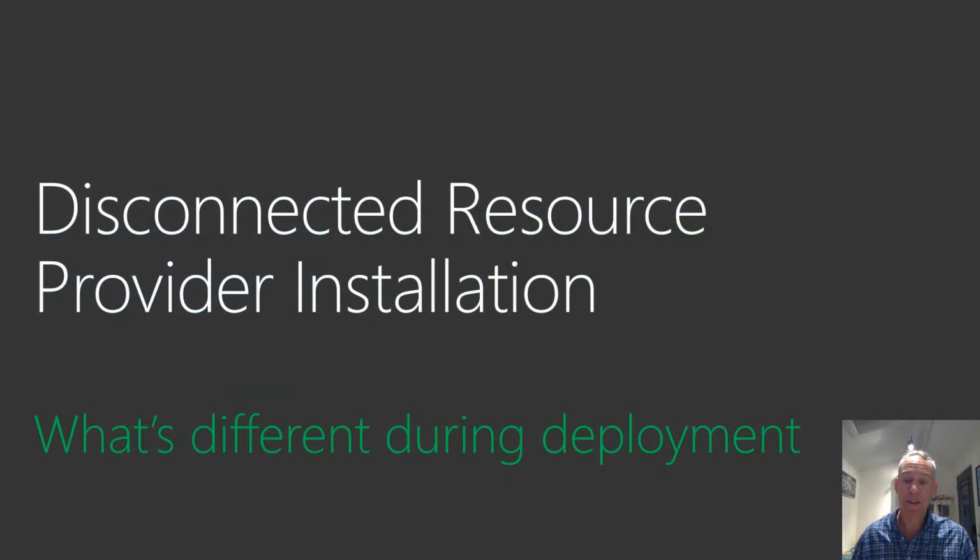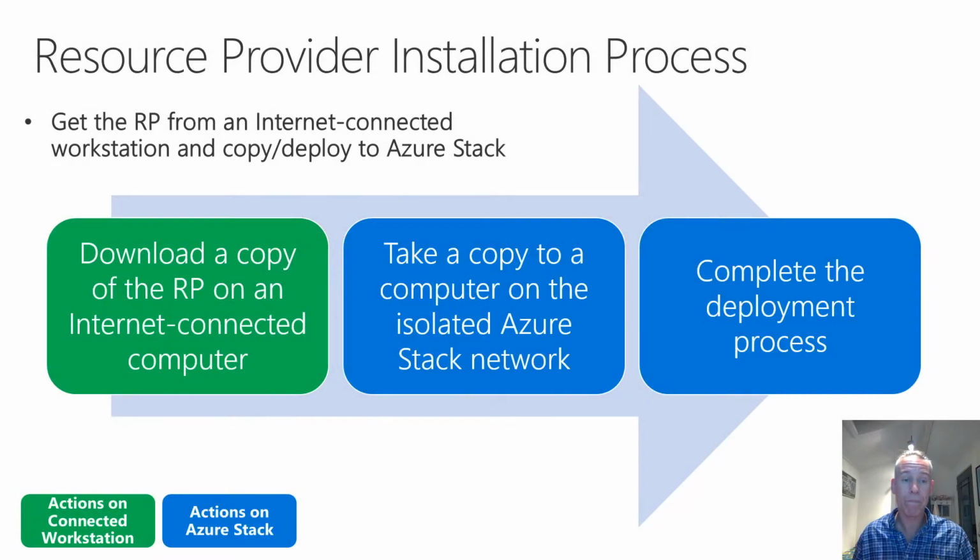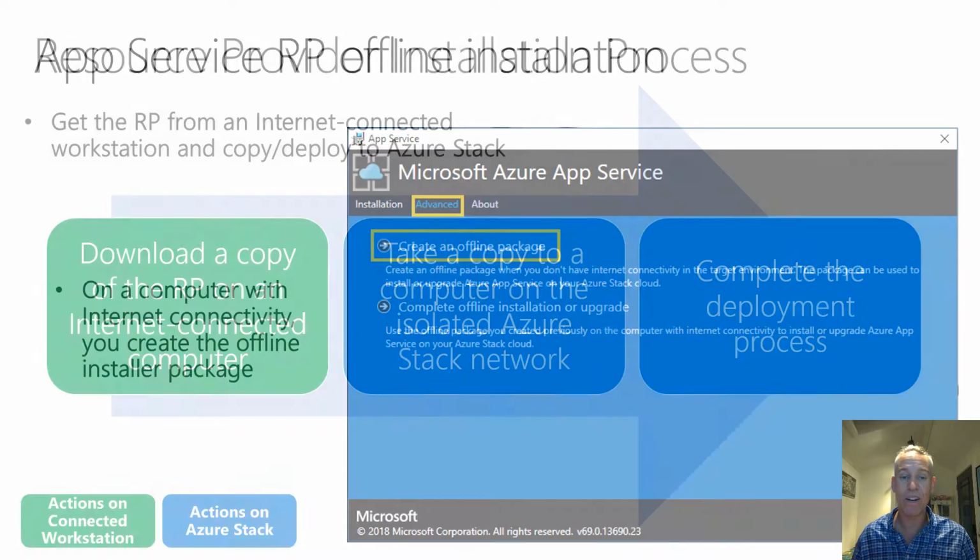Resource providers. You'll know that when you get Azure Stack out of the box, it does not have the App Service or the SQL and MySQL resource providers installed, and you normally just pull those down from the internet and install them locally on the Azure Stack. Again, the process is a little bit different here. So you would download a copy of the resource provider onto an internet connected computer. You'll bring that copy onto the isolated Azure Stack network. You'll copy it into place, and then you complete the deployment process by finishing the installation of the resource provider on your disconnected Azure Stack.